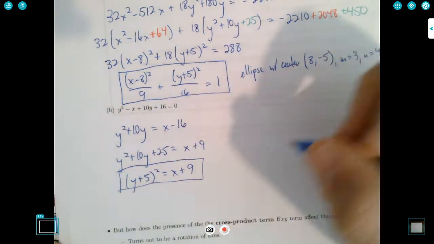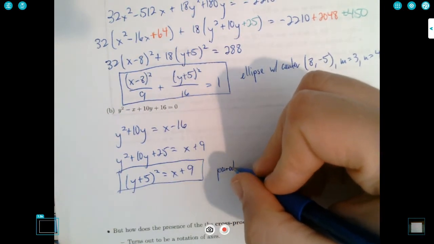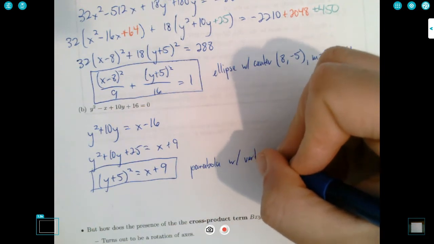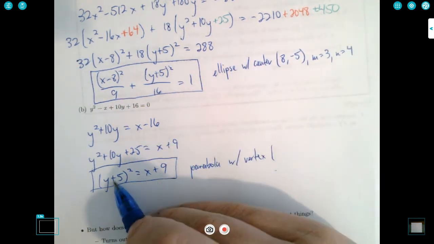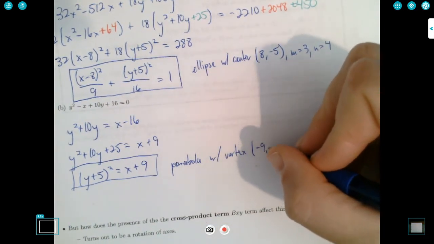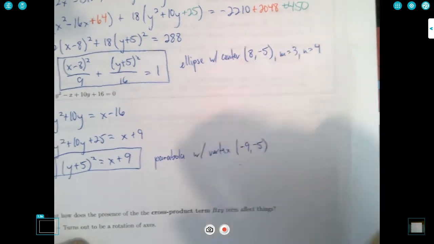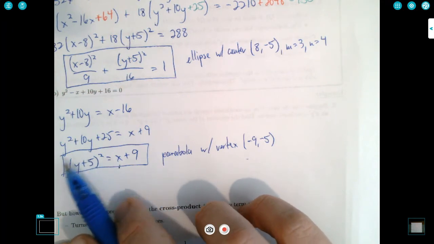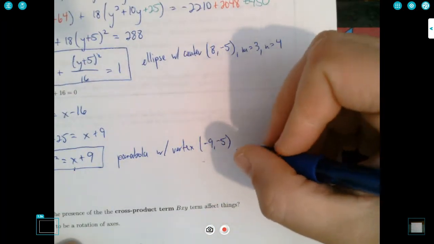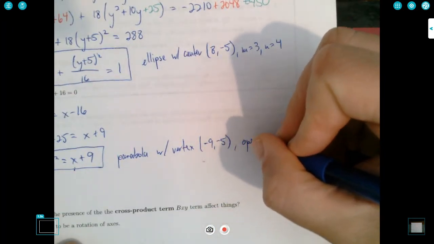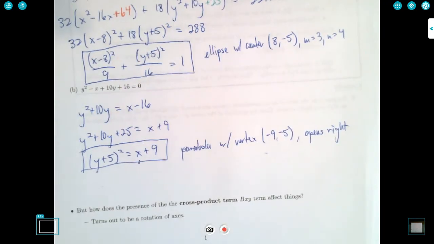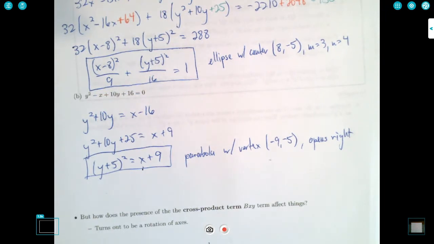This is a parabola. It's a parabola with vertex negative 9, negative 5. And it's an x equals y squared. It's positive, so it's going to open right. So you can graph that thing really easily as well. Okay, so that's how those things work.